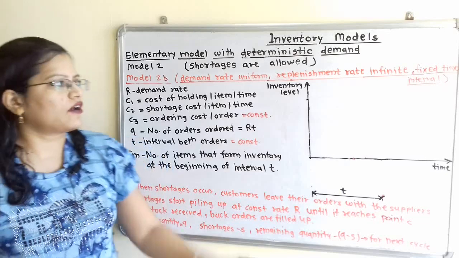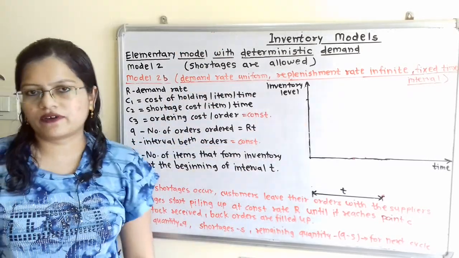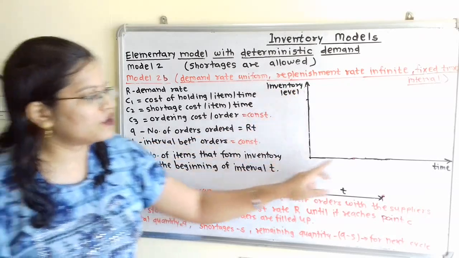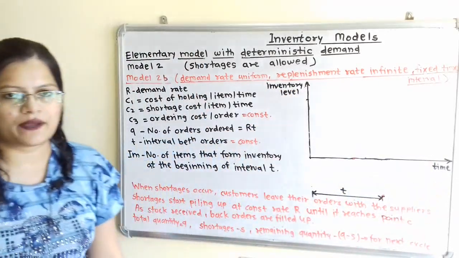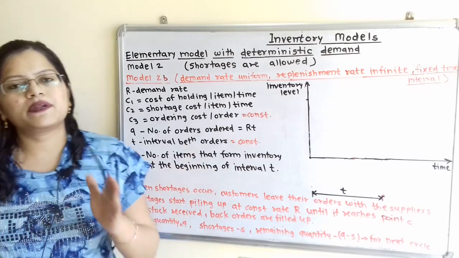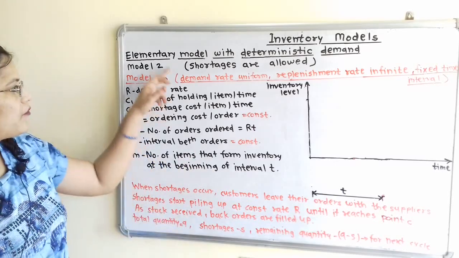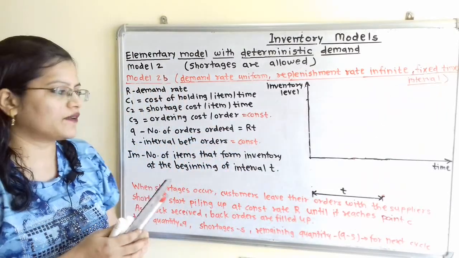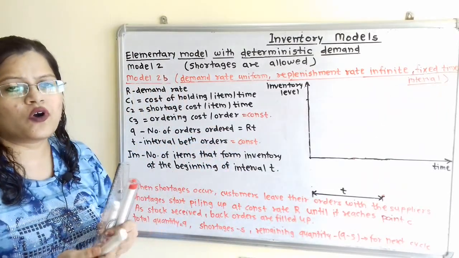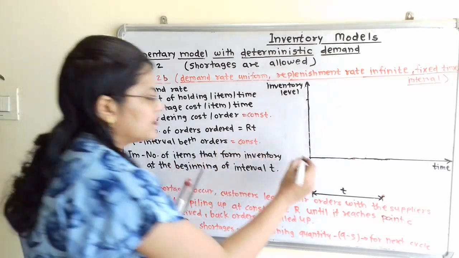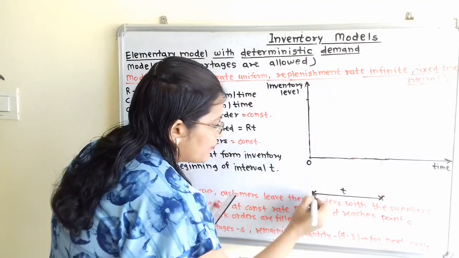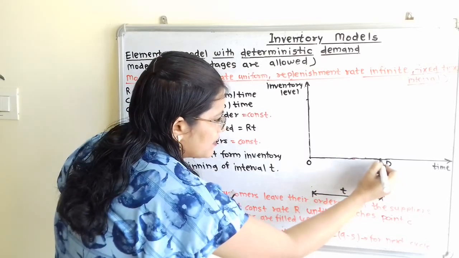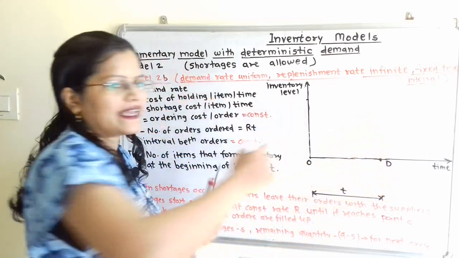Let us understand all these characteristics with the help of a graph. On the vertical line we have to show inventory level, and on the horizontal line we have to show time. Now the interval between two orders is fixed for this model 2B, so we will show here the fixed interval T. We will consider O as the initial point, or the point at the beginning of the interval T, and at this point D we have to place the second order.